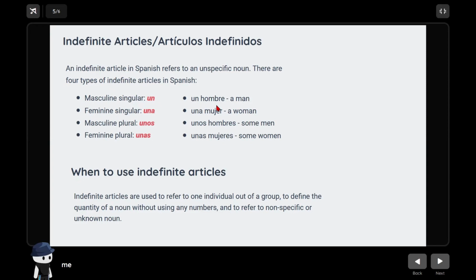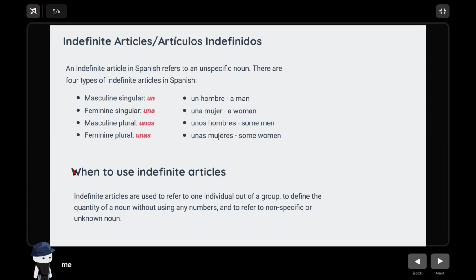So let's look at the examples here and see what they mean. Un hombre, a man. Una mujer, a woman. Feminine singular, masculine singular. You're seeing the pattern now, how it makes sense? Unos hombres, some men, right? An amount of men that's not specified. Unas mujeres, some women, right?